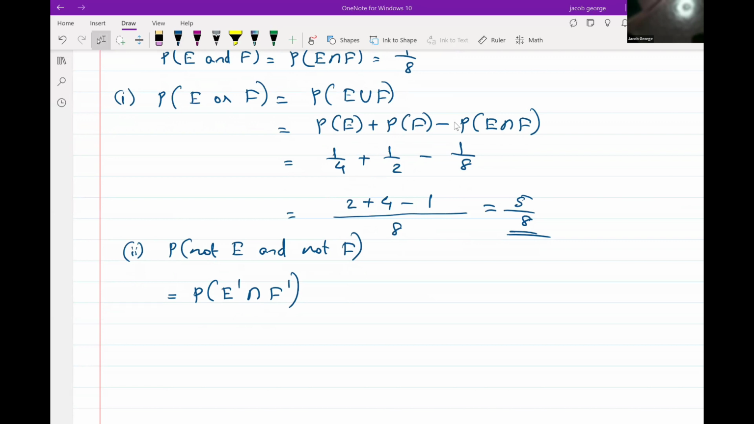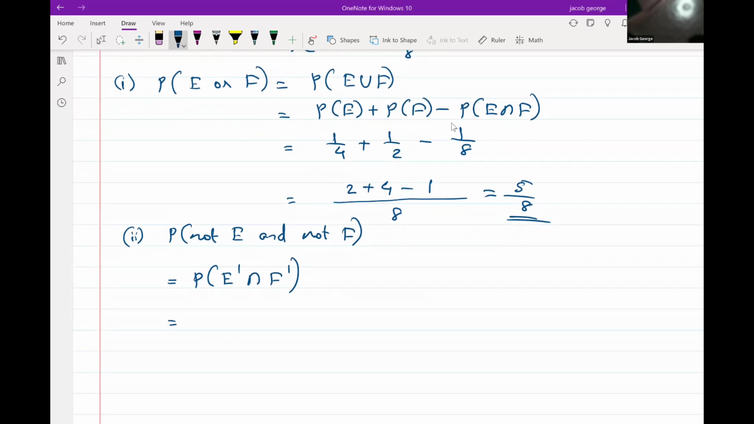In chapter 1, you have studied De Morgan's law. Do you remember De Morgan's law? E complement intersection F complement. How can we write by De Morgan's law? Those who know De Morgan's law, please unmute and say how to write E complement intersection F complement. E union F the whole complement. Correct. P of E union F the whole complement.